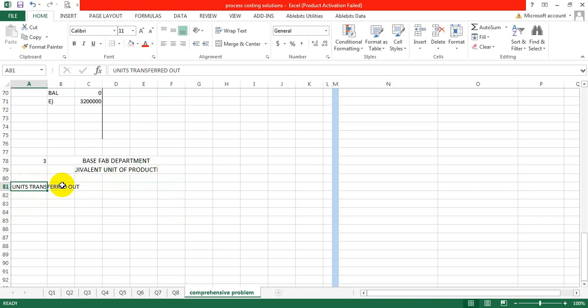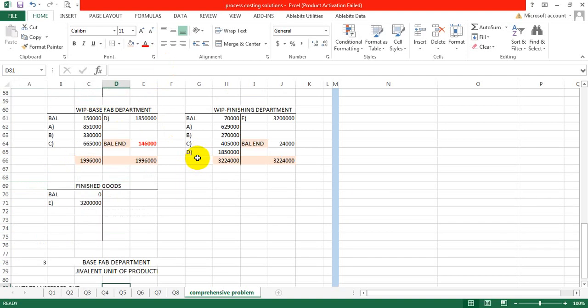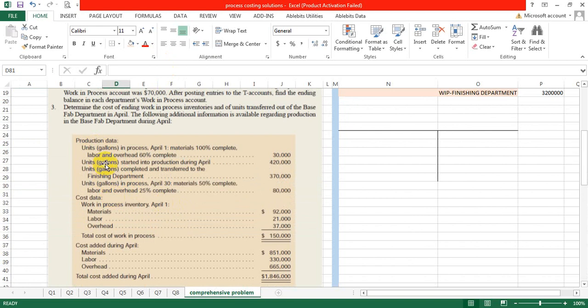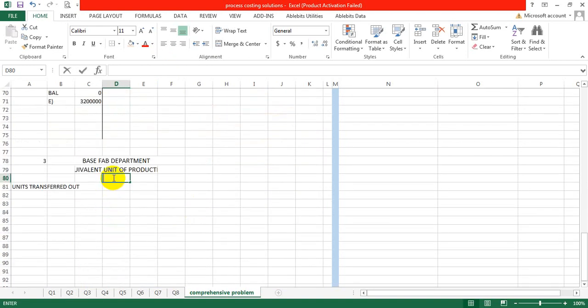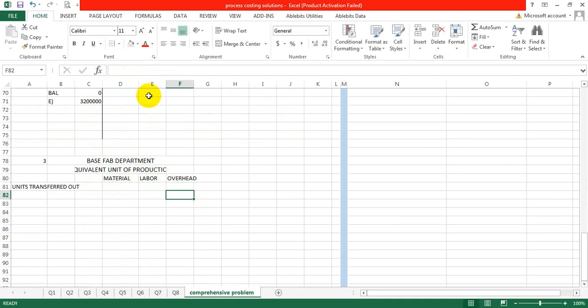unit transfer out is, my unit transfer out is, how many were the unit transfer out? See from the question, check from the question. My unit transfer out, completed and transfer out, 3,70,000. Okay, for the material, labor and overhead, 3 for the material, labor and overhead. Material, labor and for overhead, right? So we will calculate these three.